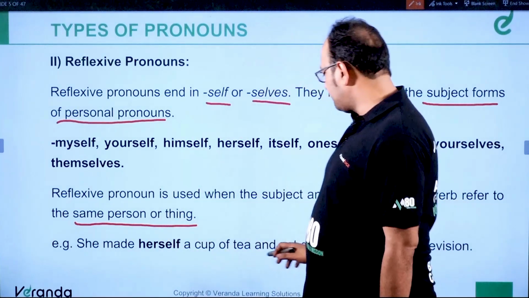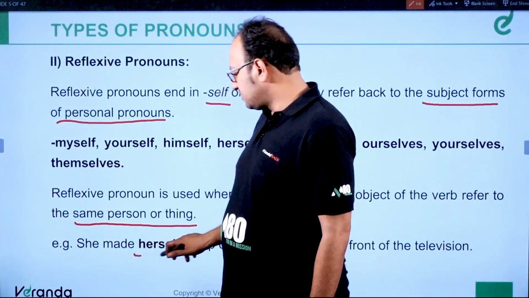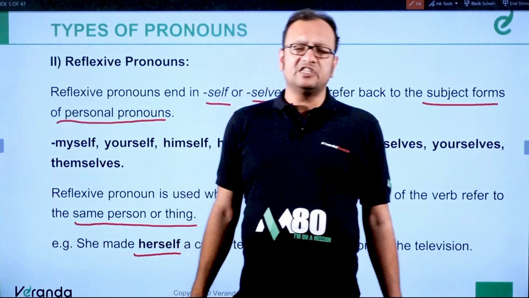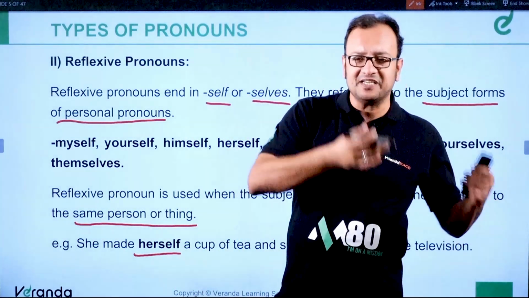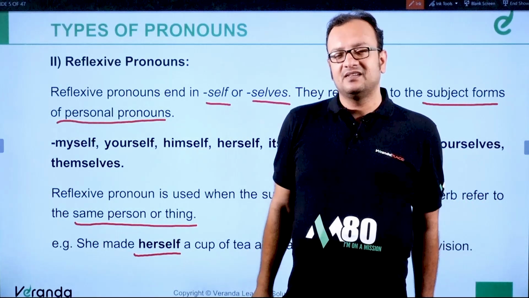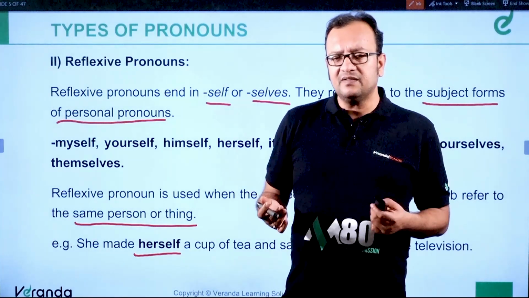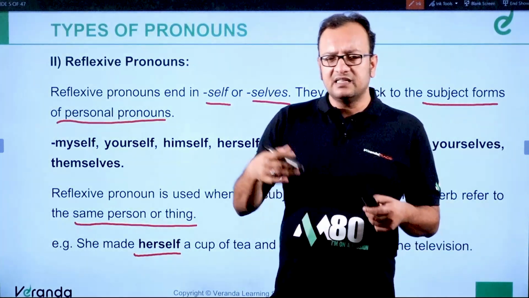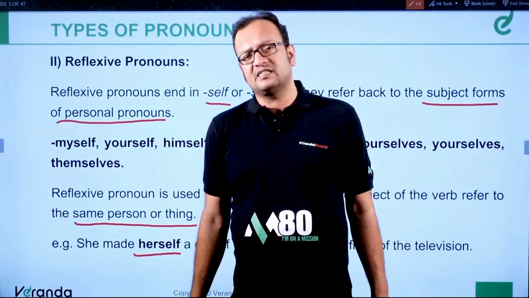She made herself a cup of tea and sat down in front of the television. Made herself. He cut himself while shaving. So he cut himself. He is the subject. He is the object. He hurt himself while driving. He, the subject; himself, the object, means he is the object itself. The action reflects on the doer itself. In that case, we use reflexive pronouns.